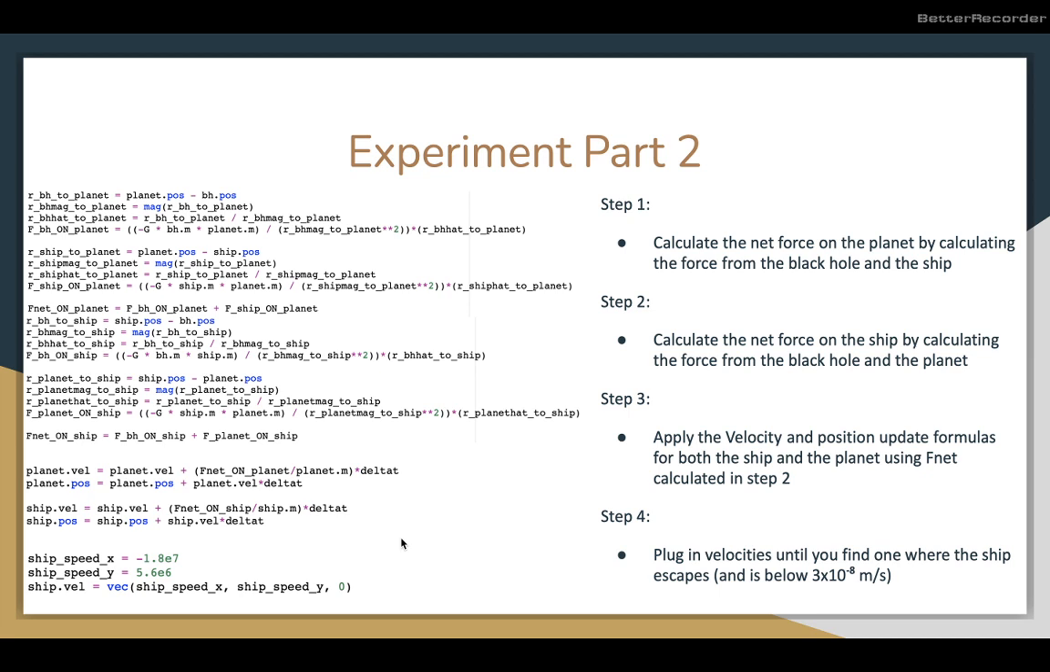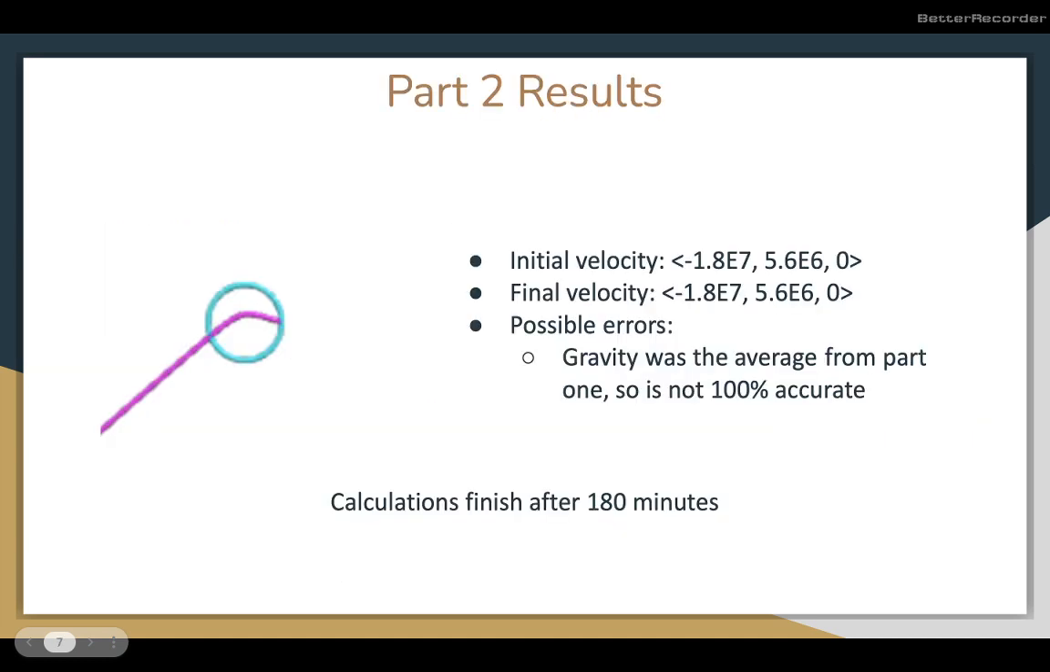And then for step 4, we just have to plug in values until you find one where the ship escapes and is below the speed of light. And as you can see, both of my values here are below the speed of light, so it is at least feasible. So the results for part 2 is that the initial velocity was the values we just had on the last slide. And the final velocity was the same thing. This is just the vector form of it. And then a possible error was that the gravity was the average from part 1, so it's not 100% accurate.